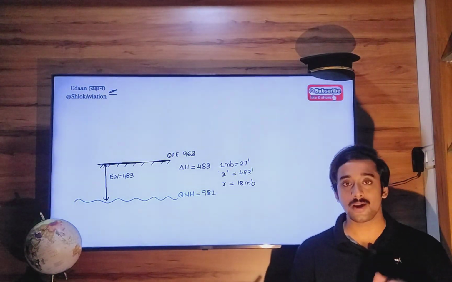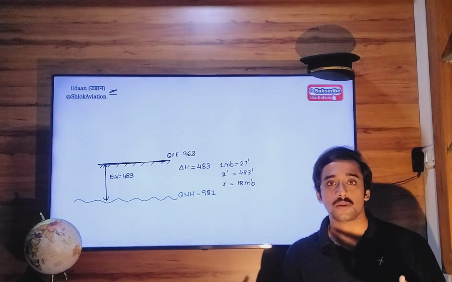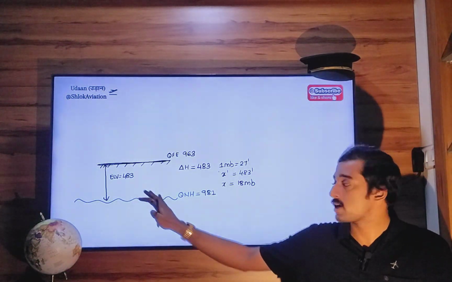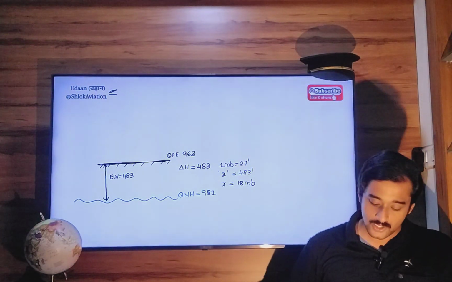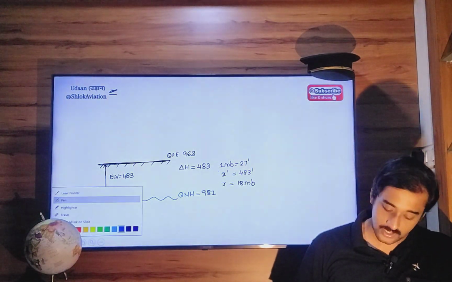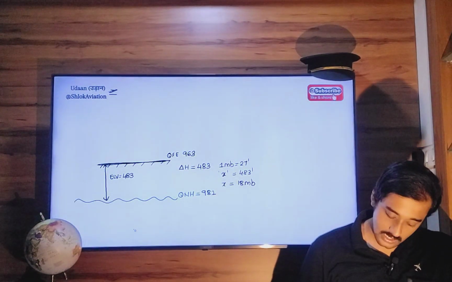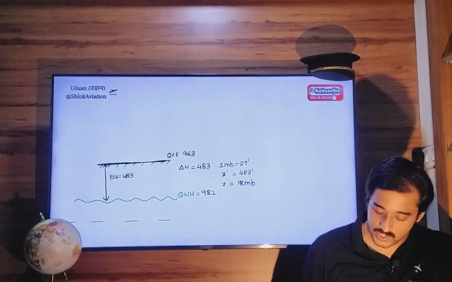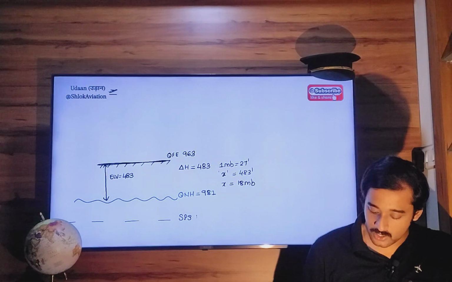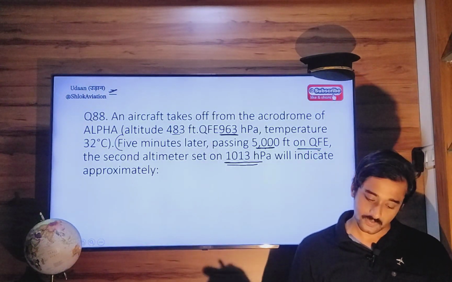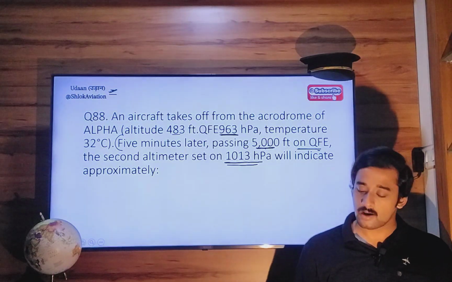Why more than QFE? Because when we go deep in the earth, atmospheric pressure goes on increasing. So we have used this elevation to find out this pressure level. Now standard pressure setting 1013, which is even more than 981, will be below this QNH level somewhere here. Standard pressure setting 1013.